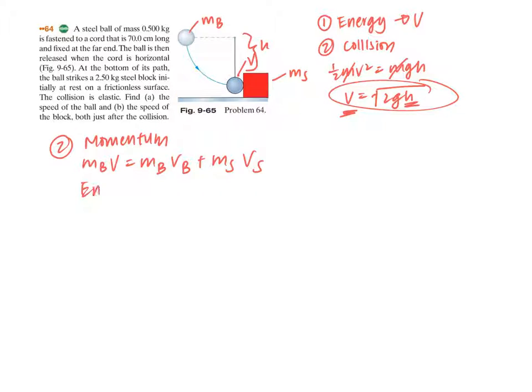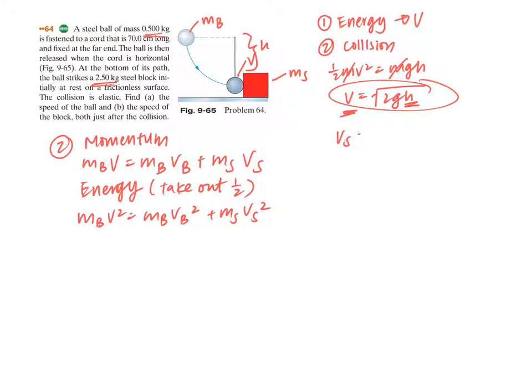And the energy equation is going to be, I'm going to take out the 1/2, so it's going to be mv squared equals mv squared instead of 1/2 mv squared, because it's easier. And then that's going to be mb v squared equals mb vb squared plus ms vs squared. And then I know more information about the mass because I know that by ratio vs equals 5vb.